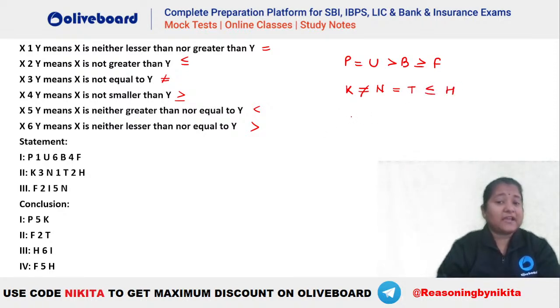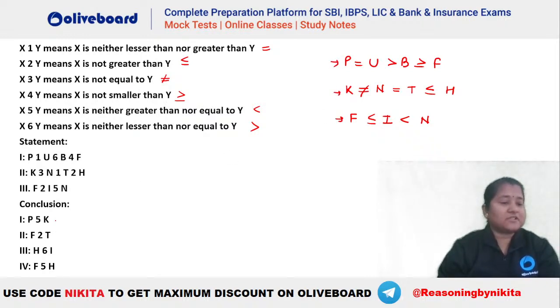Then finally we have the third statement, which says F ≤ I, where the symbol means less than equal to, so F is less than equal to I. And I < N, where the symbol means less than, so again this is less than N. So these are the three different statements that have been given here.